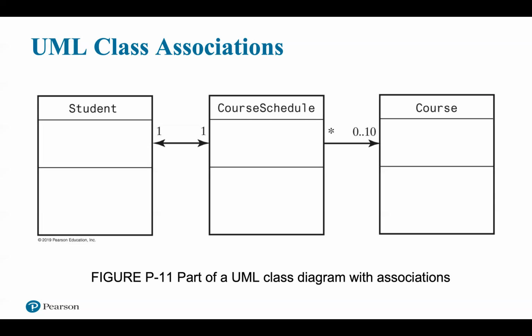At the end of each arrow are numbers. At the head of the arrow between CourseSchedule and Course, you will see the notation 0..10. This notation indicates that each CourseSchedule object is associated with between 0 and 10 courses. At the other end of the arrow is an asterisk, which has the same meaning as a notation of 0 to infinity: each Course object can be associated with many course schedules or none at all. The class diagram also indicates a relationship between one Student object and one CourseSchedule object. This notation at the end of the arrow is called the association cardinality or multiplicity.